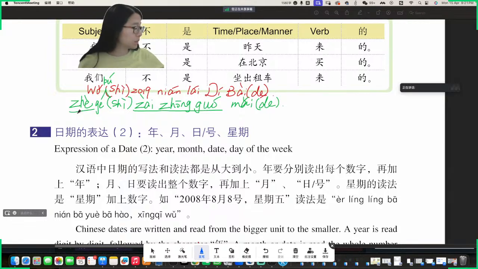Okay, this one, 这个, the keyboard. 这个电脑, this computer. 这个手机, this cell phone. 这本书, this book. A lot of things. 对, 很多东西, 都是在中国买的. 都, all.